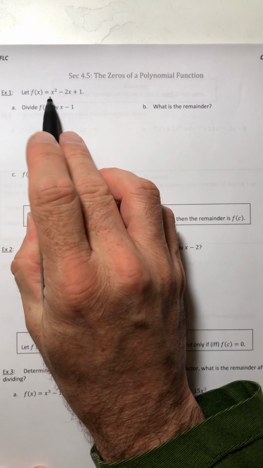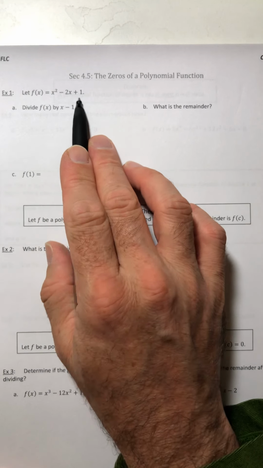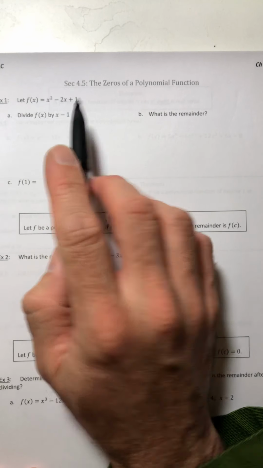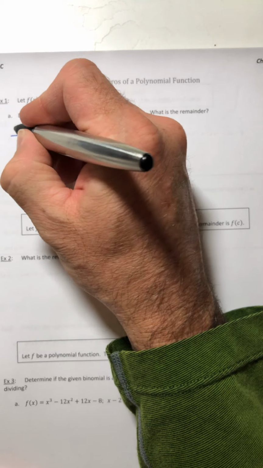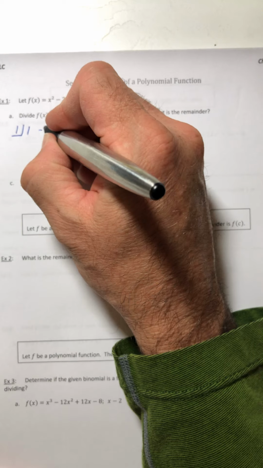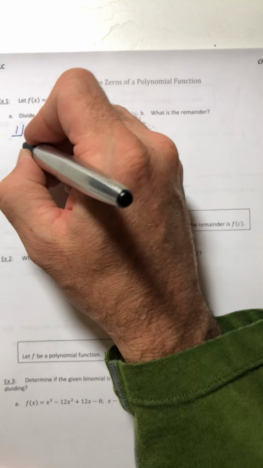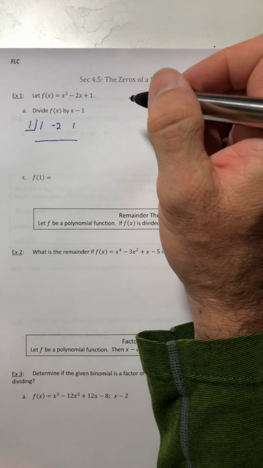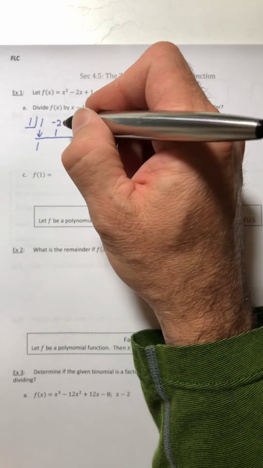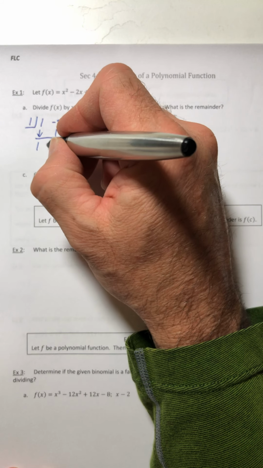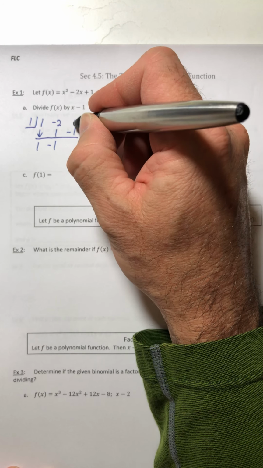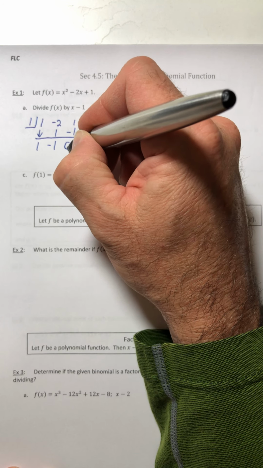Okay, example 1, let f of x equal x squared minus 2x plus 1. We're going to divide f of x by x minus 1. So let's just use synthetic division. We're going to be using synthetic division quite a lot because it's quick and faster than regular division. Okay, so drop the 1. 1 times 1 is 1. Negative 2 plus 1, negative 1. Negative 1 times 1, negative 1. And then 1 minus 1, that is 0.